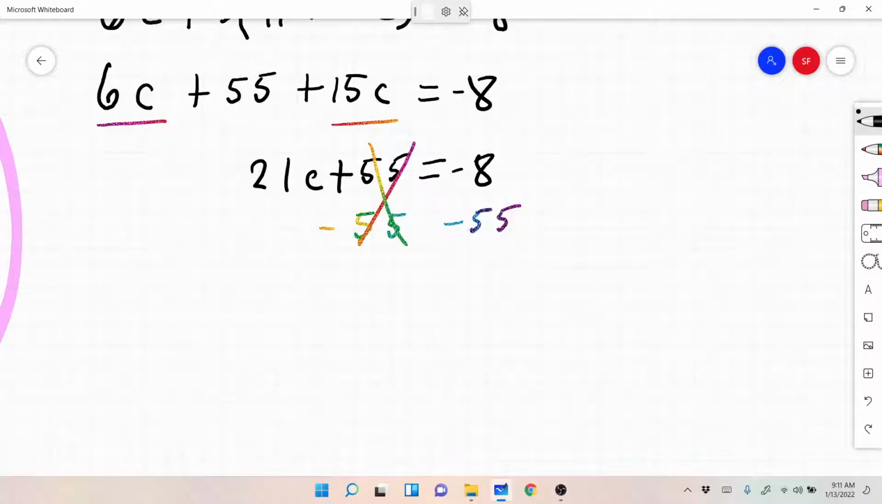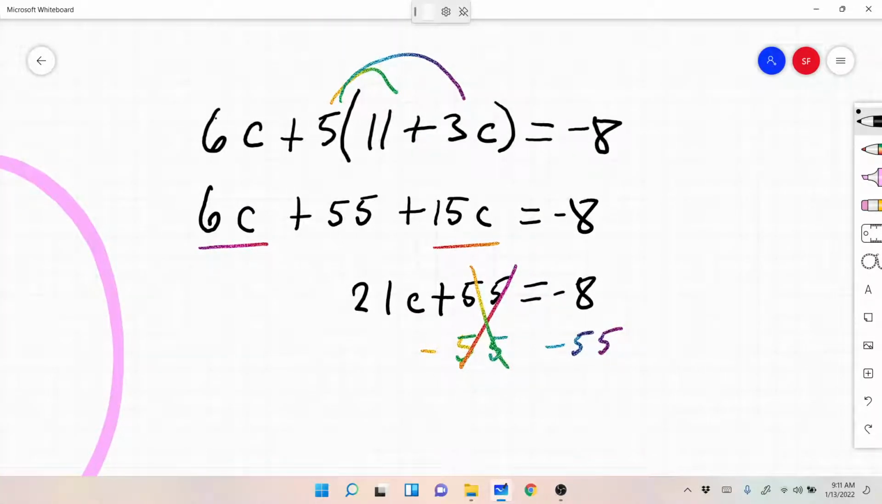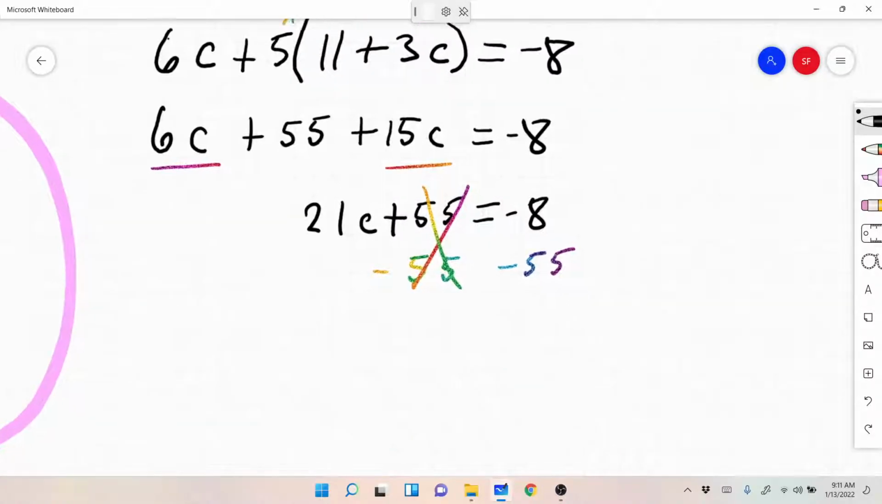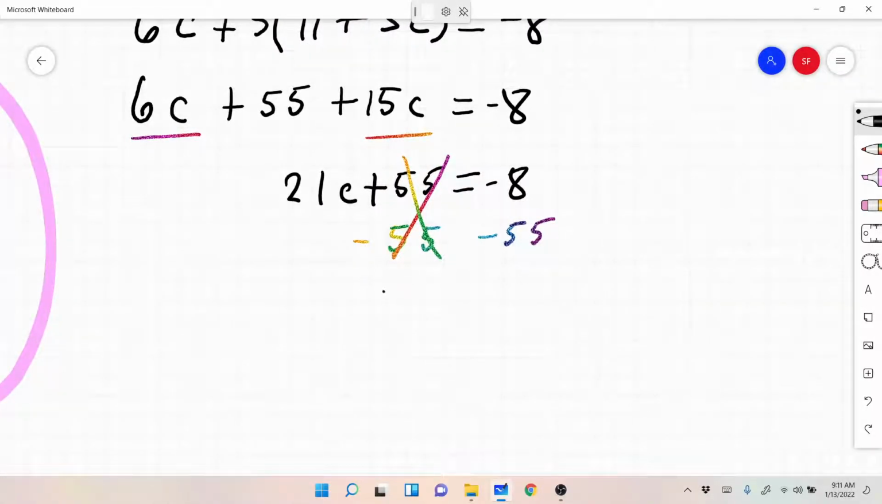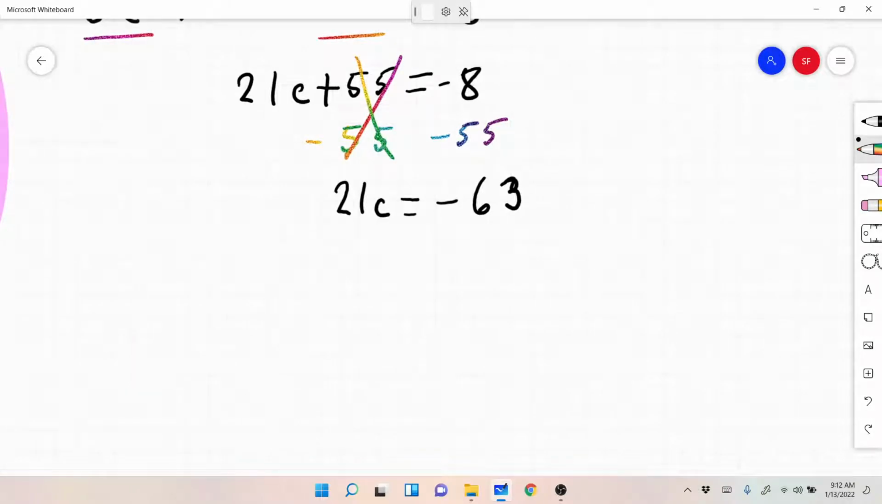What? 11 times 5. We distribute. That's right. So we bring down our 21C equals negative 63, right? I second that motion. Divide by 21, right? So C equals negative 3.